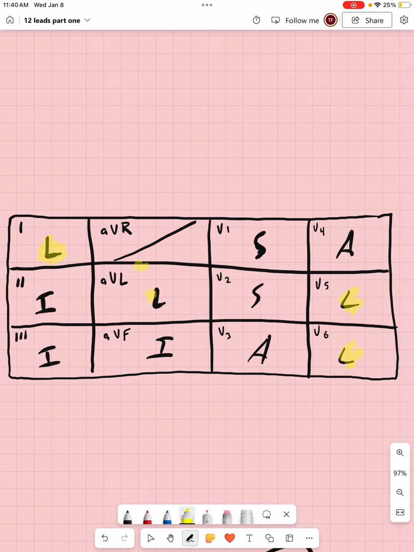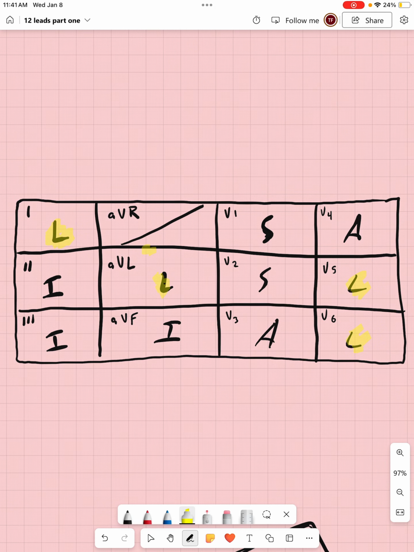Could also say AVL. Sorry, forgot about AVL. Likewise, if I see abnormal activity in lead 2, lead 3, or lead AVF, that tells me that on the inferior portion of the heart, something is wrong.